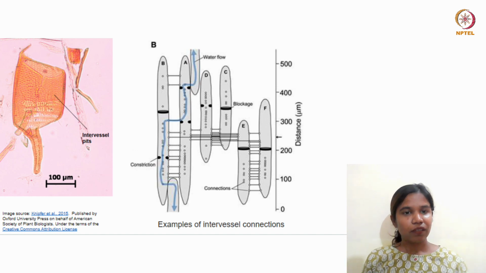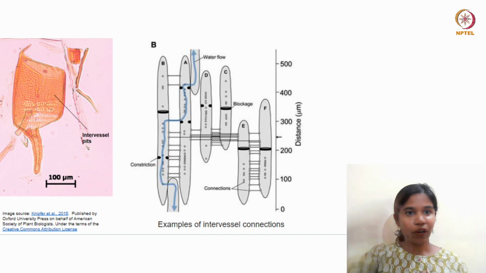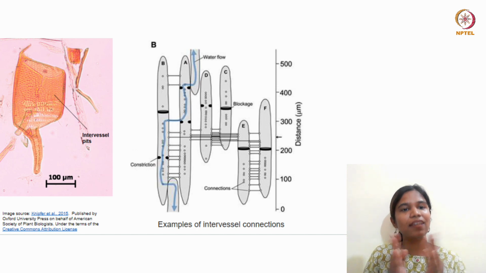Okay. So vessels are conducting water in plants in the vertical direction from base to the top of the tree, and they're also conducting water in lateral direction.